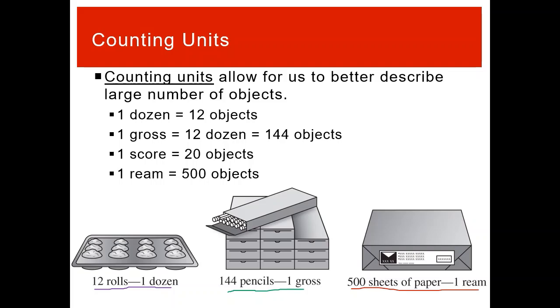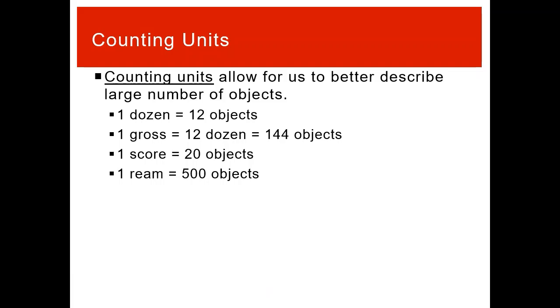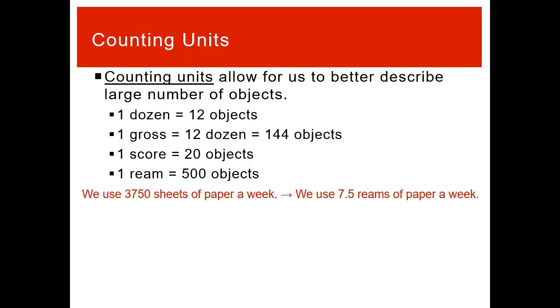You maybe have an idea as to how long it takes you to go through a ream, and so how many of that would be. It's hard to count day to day how many pieces of paper you use. We can use these counting objects. For example, we use 3,750 sheets of paper a week. That feels like a lot, right? That's a high number, but each piece of paper is really small. But if we use a counting unit representation, 7.5 reams of paper a week, that lets you wrap your head around what size that is, how much actual physical space that takes up, what kind of cost you'd be dealing with, those sorts of ideas.